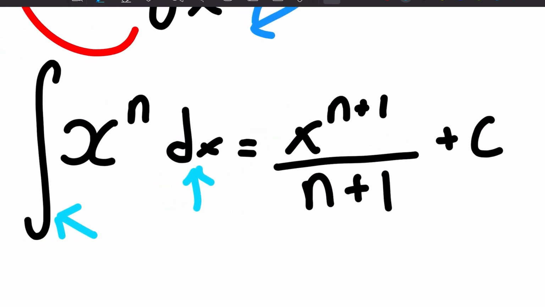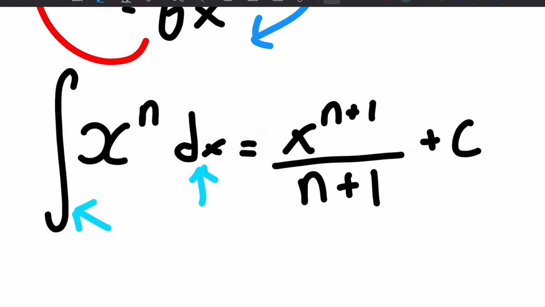And we're saying that's going to be equal to x, the same x, to the n plus 1. So we're going to increment the power. Whatever power x is, we'll add 1 to it. x to the new power, over the new power, plus c. And we'll get into what c means after. C is actually just called the constant of integration. And yeah, I'll explain it in a little bit.